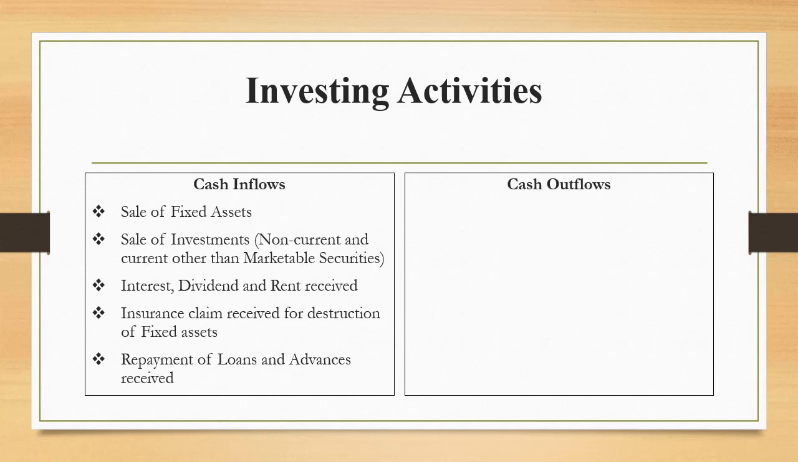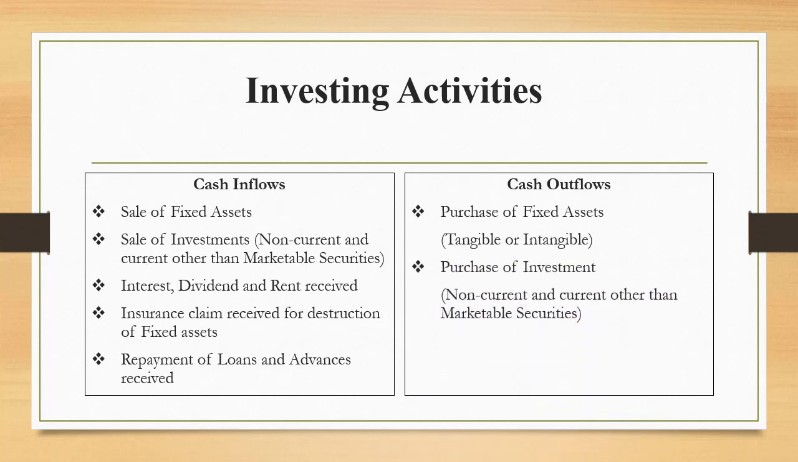Now outflows. Purchase of fixed assets, whether it is tangible or intangible. One has to take care over here of intangible asset. If intangible asset increases, that shows the purchase of fixed asset, purchase of intangible asset. But if it decreases, we will call it the amortization of intangible asset.